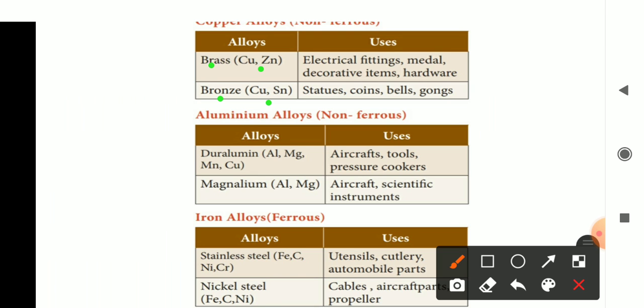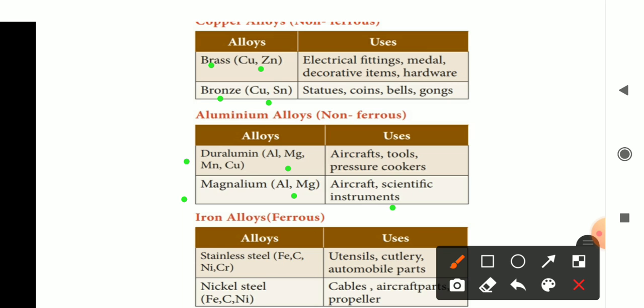Then aluminium alloys. These are non-ferrous alloys. There are two aluminium alloys given. Those are duralumin and magnalium. Duralumin is made of aluminium, magnesium, manganese and copper. It is used in making aircraft, tools and pressure cookers. Then magnalium is an alloy made of two metals, aluminium and magnesium. It is also used in aircraft and scientific instruments.